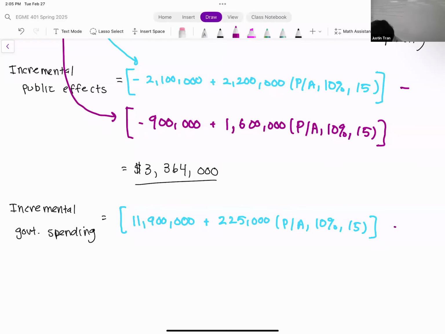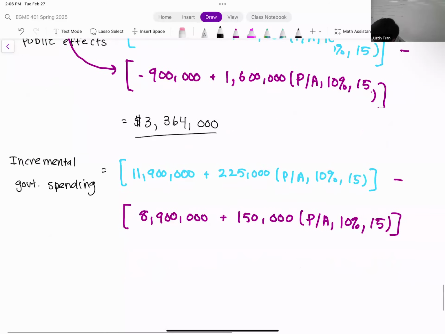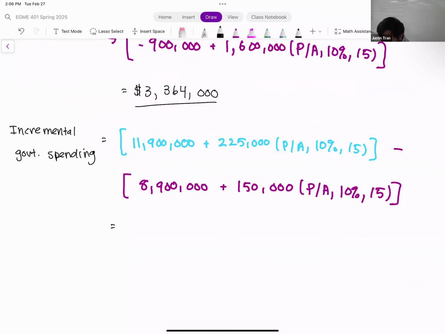From that, we're going to subtract the government spending for the right turn lanes. So that here is 8.9 million plus the annual maintenance, which is 150,000. So once again, we can punch all this into a calculator, and what we get is 3.57 million.